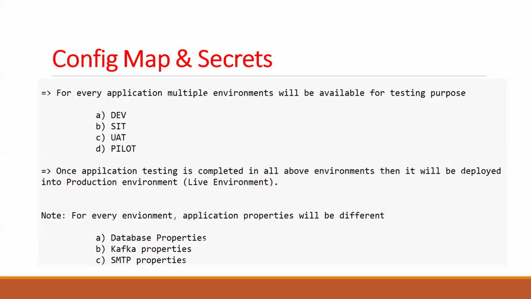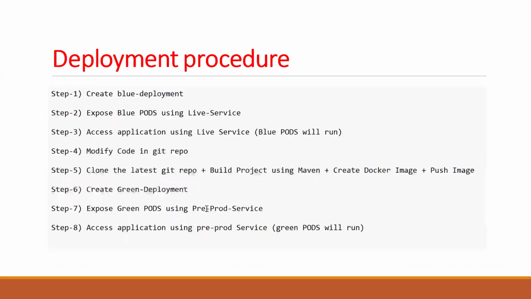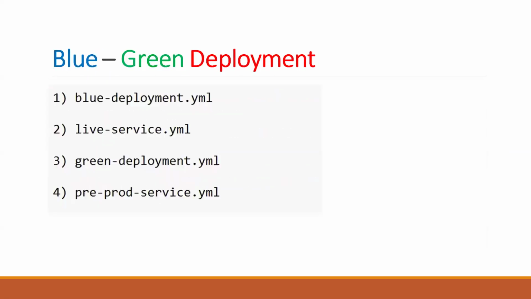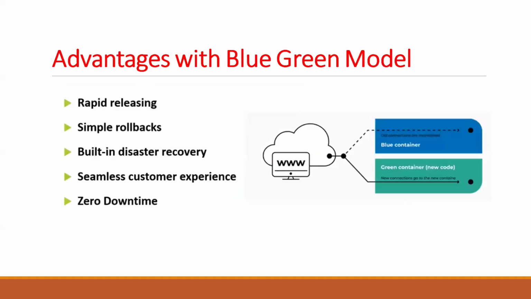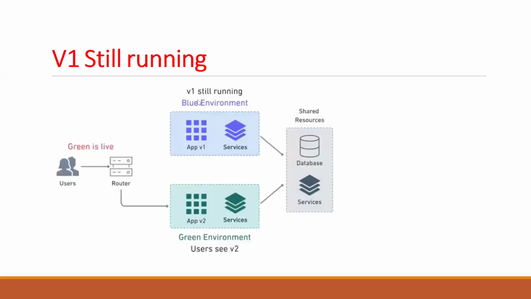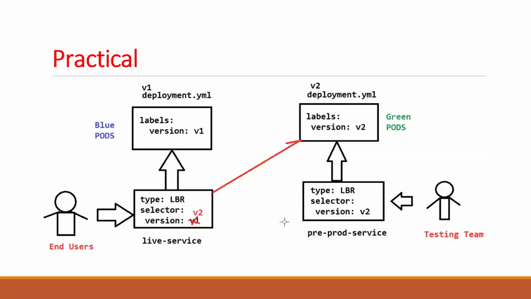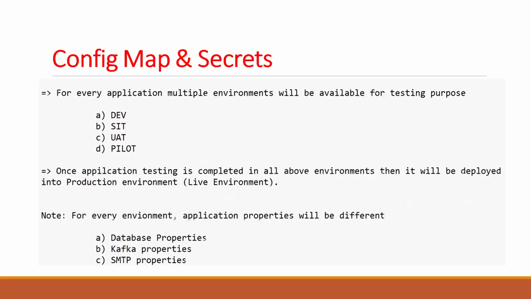So we'll discuss tomorrow, guys. Tomorrow we'll discuss this deployment procedure also. I will show you how to do it. We just create a deployment file, service, v1, v2, and we will add it, and we will show what the green deployment is in practical. Okay, so config maps and secrets.